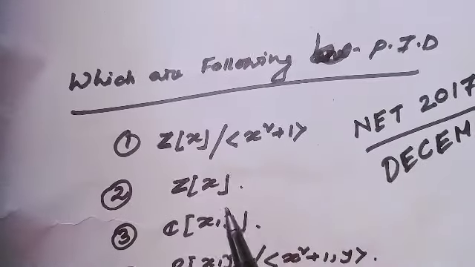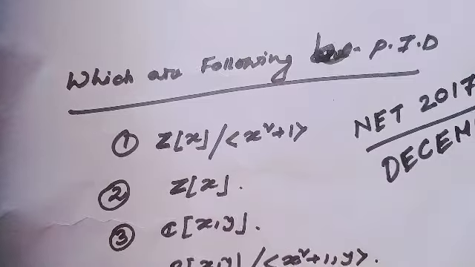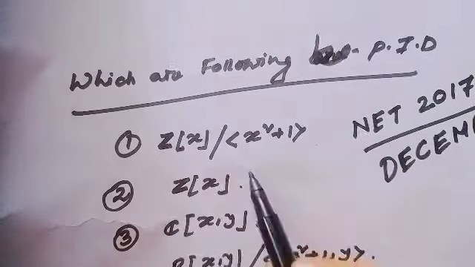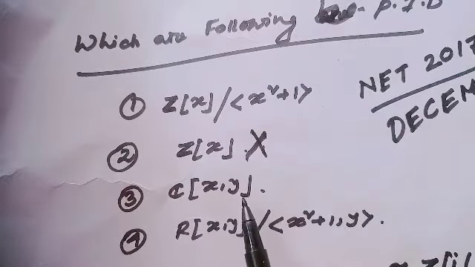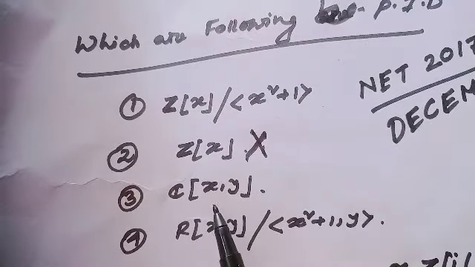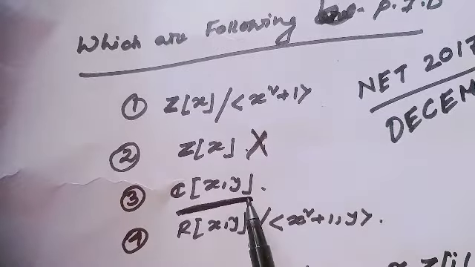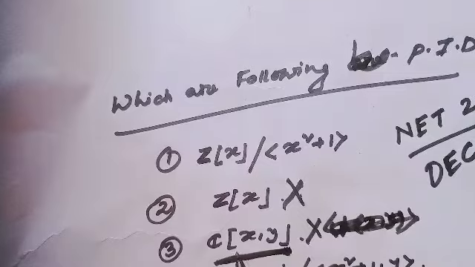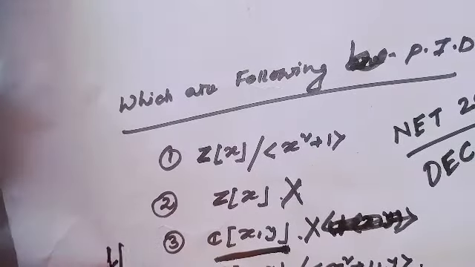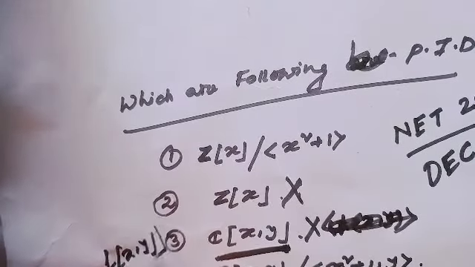And the second option is Z[x]. Obviously Z[x] is not a P.I.D. And the third option is C[x,y]. Here notice I have discussed this part a few minutes ago. This is also not a P.I.D., because here not all ideals can be generated by a single f(x,y).